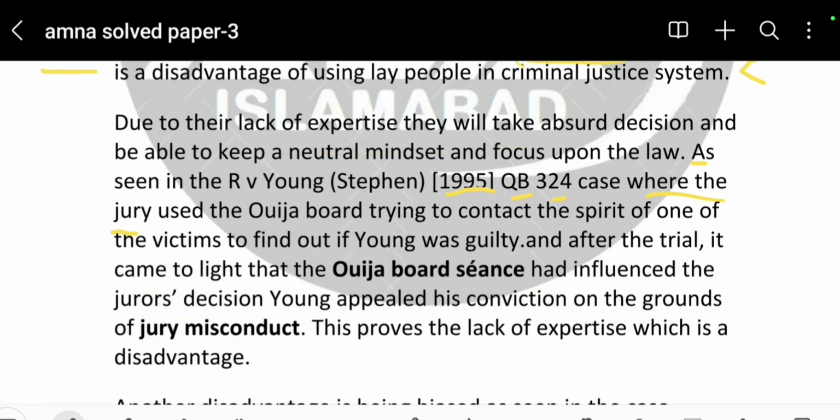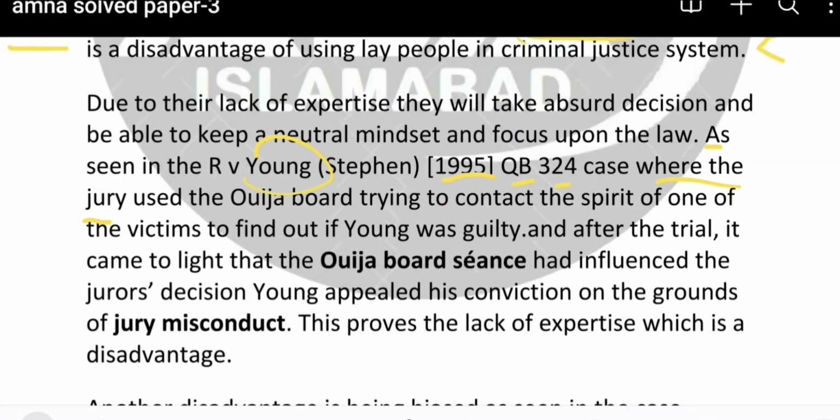Basically, Mr. Young over here was guilty of an offense, but the jury, instead of using the law, used a Ouija board to solve the case. That is not a good thing to use in the legal system, because it's obvious that using such things is nonsense. It is not considered the right way to give a decision.